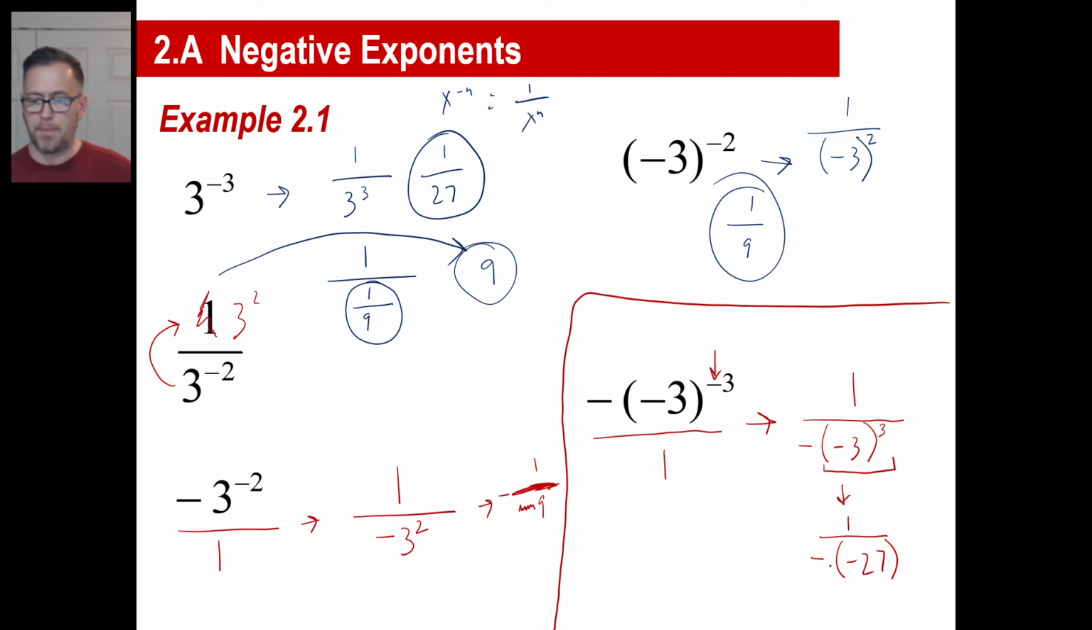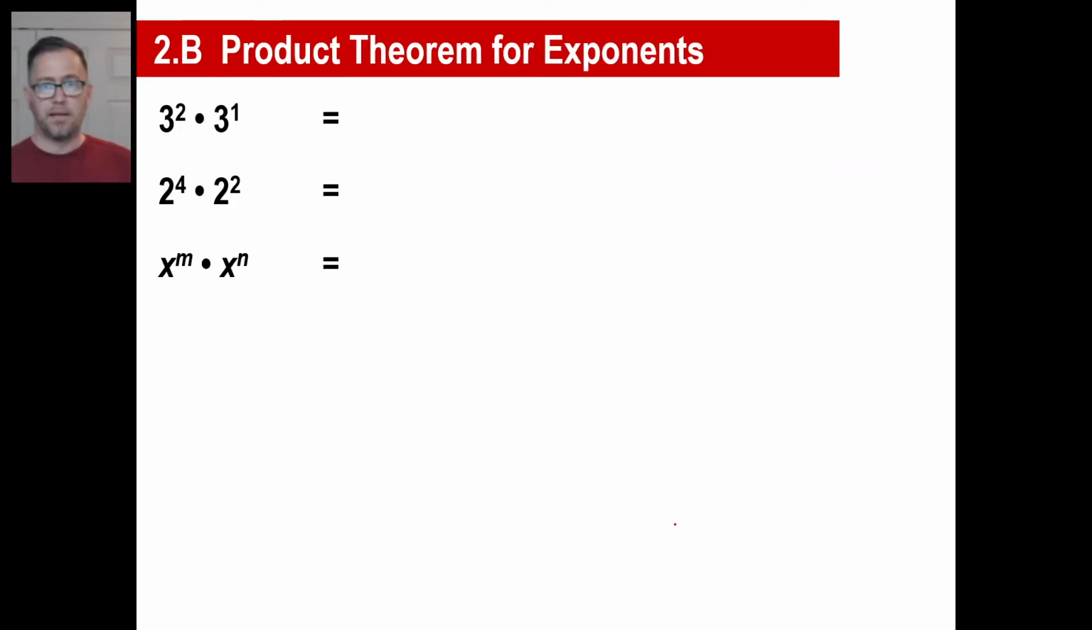Well, what is the opposite of negative 27? Just plain old 27. So that's your answer. And there you go. Keep it simple. Do one step at a time, and you'll knock these things out. Okay. All right. Let's take a look at this.